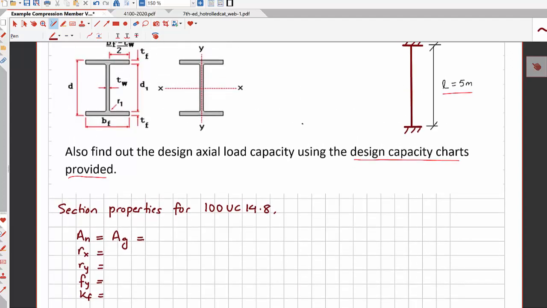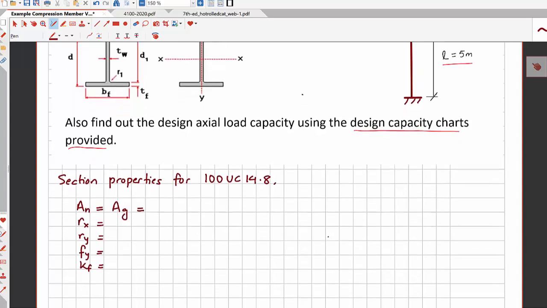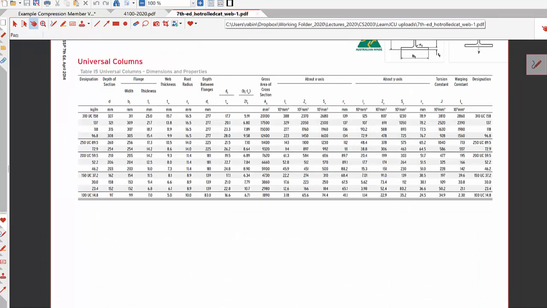So again, for the x and y axis, we will be looking at the moment of inertia about the x axis and the moment of inertia about the y axis, and find out the radius of gyration about the x and y axis, which are all listed in the One Steel table. So let's have a look at the One Steel table for 100 UC 14.8 first. So here I have the table from One Steel, and we have the properties already given here. So let's mark it here.